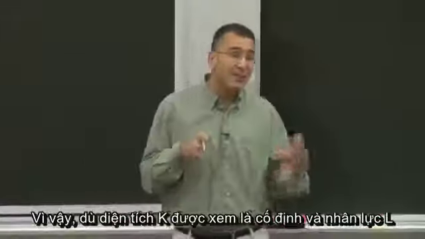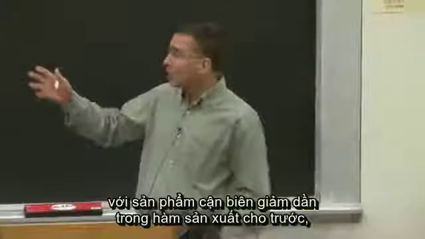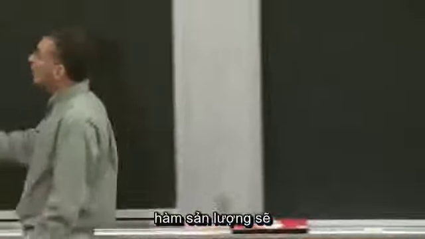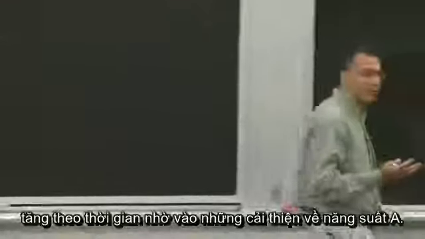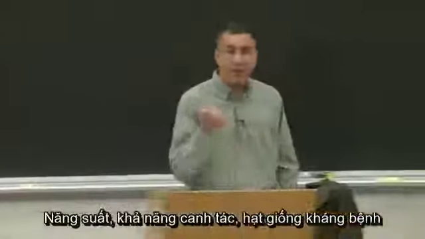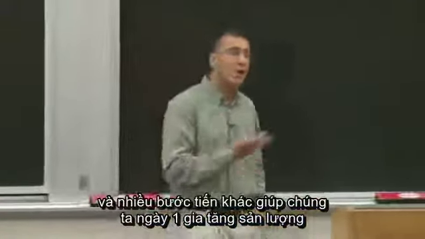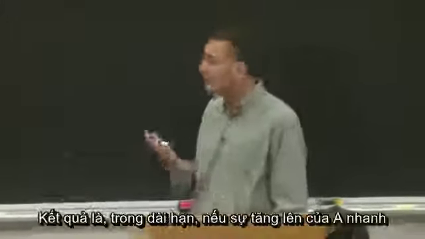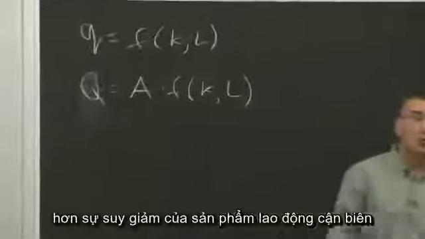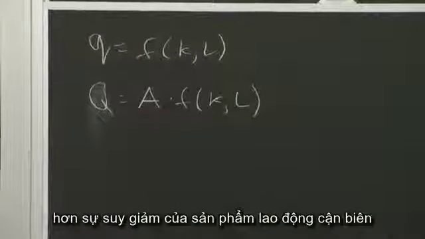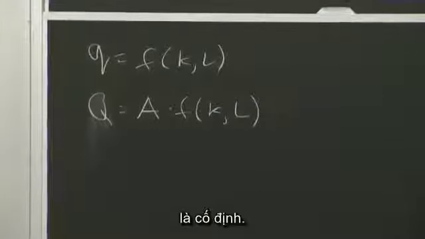So while K, if it's defined as land, may be fixed, and therefore there's diminishing marginal product of labor, L, for a given production function, the production function itself is improving over time because of productivity improvements. The arability of land, disease-resistant seeds, and other things are making that given quantity of land more productive over time. So effectively, in the long run, if A goes up faster than the marginal product of labor diminishes, then overall quantity can increase, even though K, the underlying level of land, is fixed.